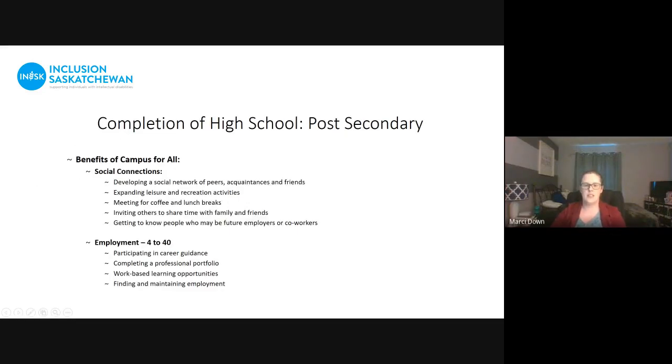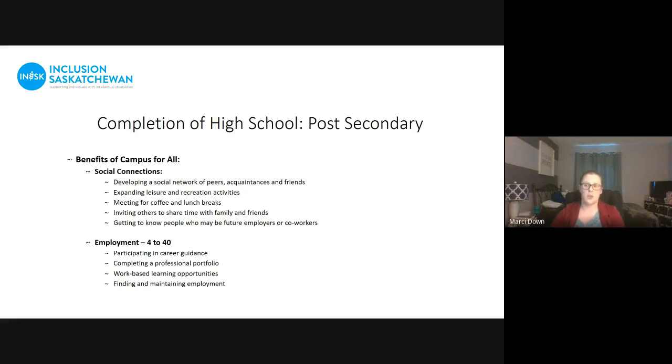So some benefits would be social connection. So developing different networks of peers, acquaintances, and friends. The coffee shops and the restaurants I was talking about, meeting different students at those coffee shops and restaurants. Just getting family involved, meeting potential employers. The U of R has actually hired quite a few people who were in this program.